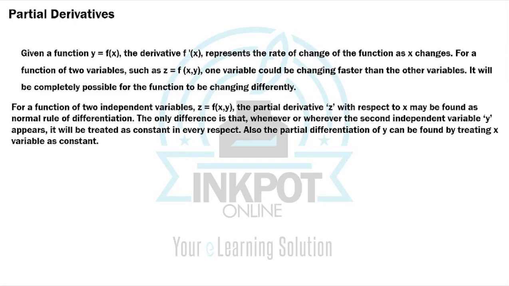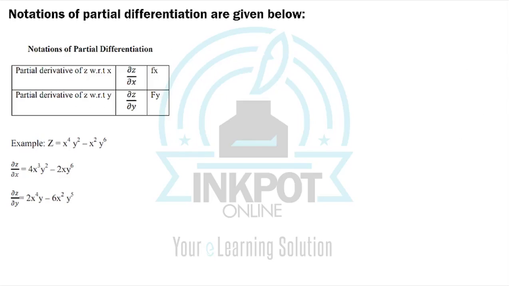Given a function y is equal to f of x, the derivative f prime x represents the rate of change of the function as x is changing. For a function of 2 variables, one variable could be changing faster than the other variables, and it is completely possible for the function to change differently with respect to each of these variables. So when you're dealing with 2 independent variables, the partial derivative of z with respect to x can be formed with the normal rule of differentiation. The only difference is that you treat y as constant, and vice versa when you're doing it with respect to y.